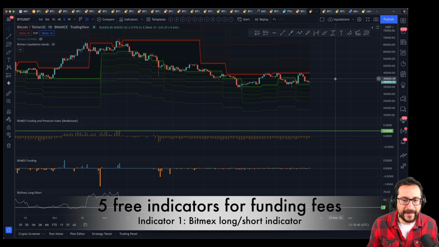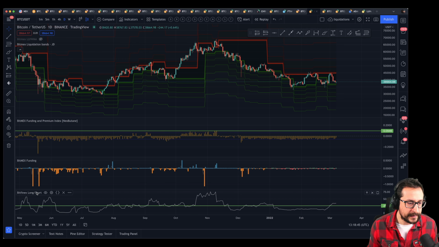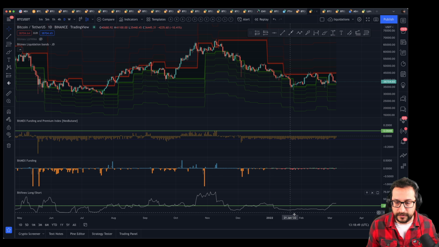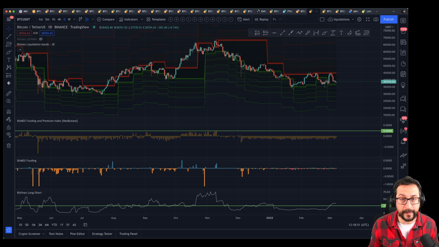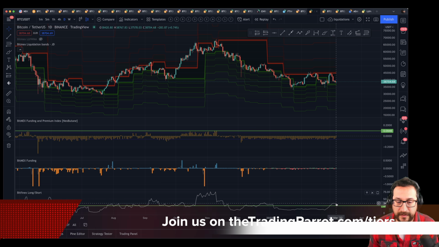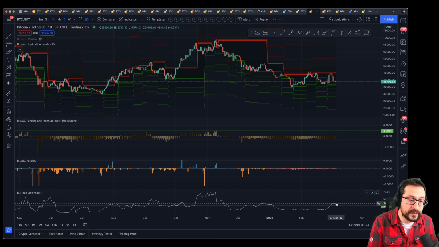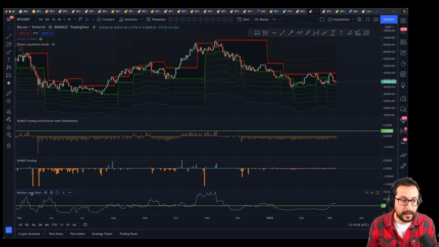So let's start with a very simple example. Here we have at the bottom an indicator that I love, which is the ratio between longs and shorts. This indicator goes from 0% to 100%. And what does it mean when it's, for example, like now, which is 30-something%? It means that 30-something% of the positions in Bitmex are longs, and they are doing longs with futures.